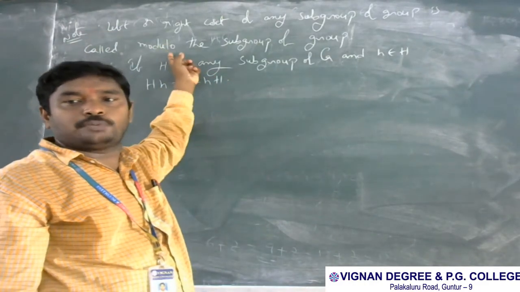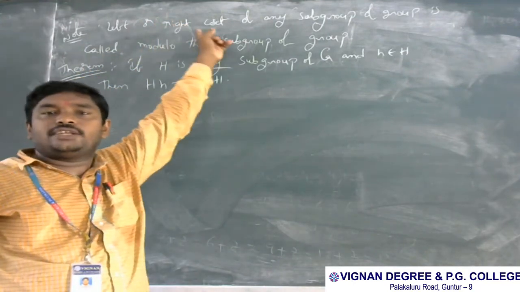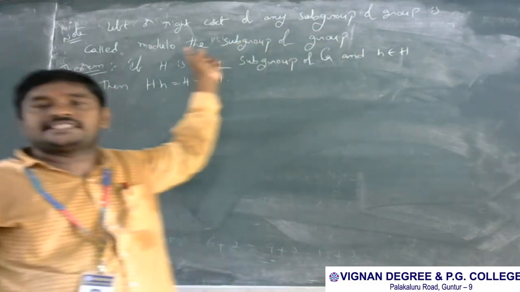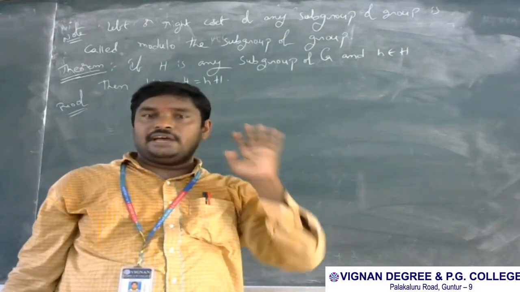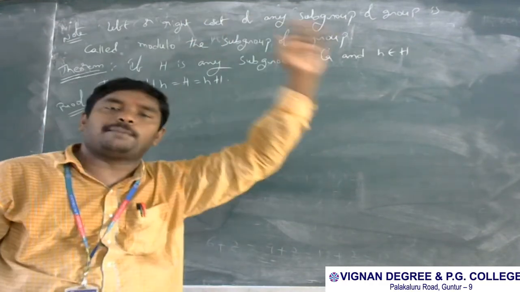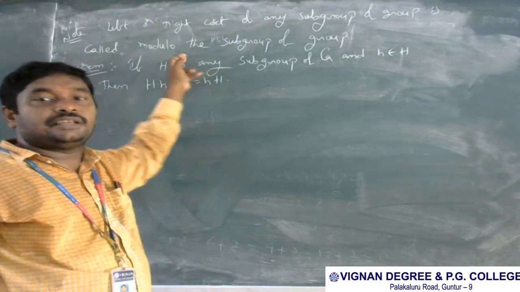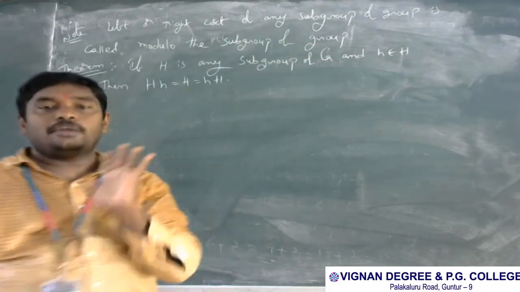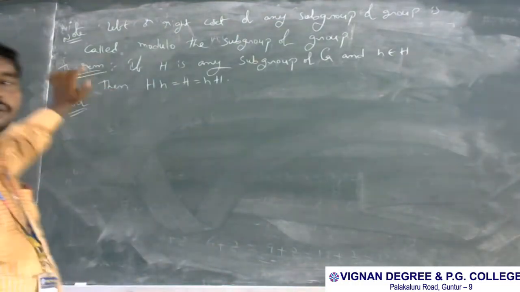Here we have to observe one note point. What is the note point? Left or right coset of any subgroup of a group is called modulo the subgroup of the group. Whatever it may be, left or right coset of any subgroup of group G can be written as modulo the subgroup of the group. Modulo means here left or right coset of the subgroup. Okay, friends?